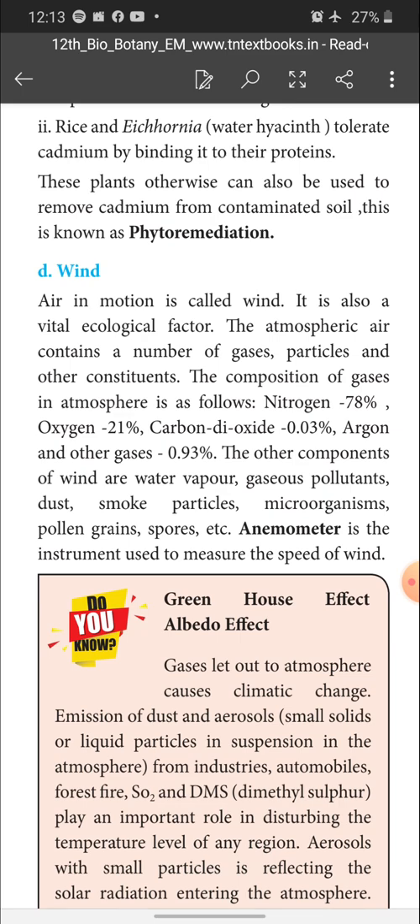The anemometer is the instrument used to measure the speed of wind. That's it. So this is about wind. Hope, children, no need to explain more.